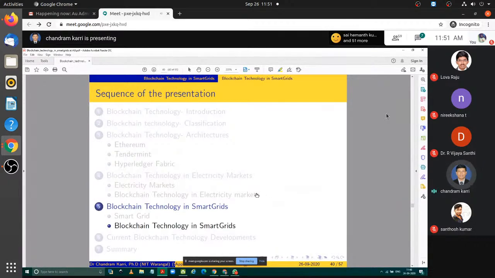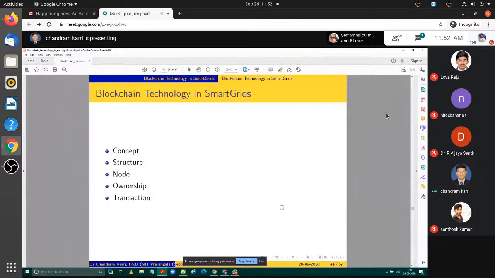So here my original discussion is not to speak more on smart grids, but how this blockchain technology can be used in smart grids. So as I told already, the main focus is how an electricity market can be designed using blockchain technology in smart grid. So here, these are the 5 terms which have a connection between blockchain technology and smart grid.